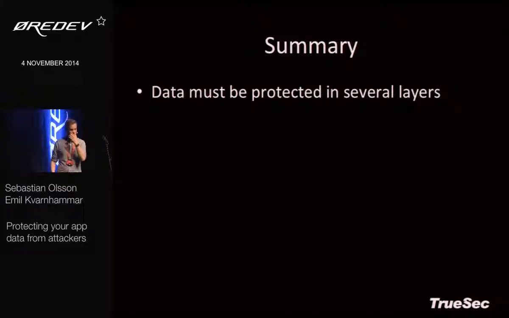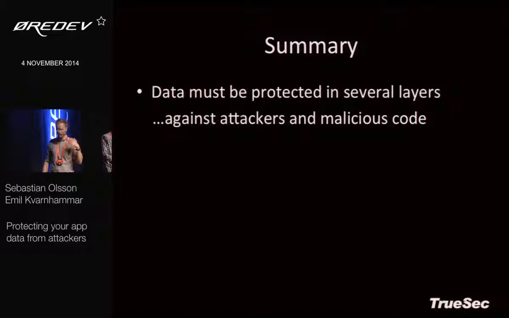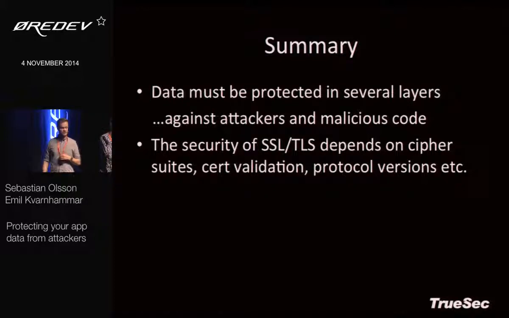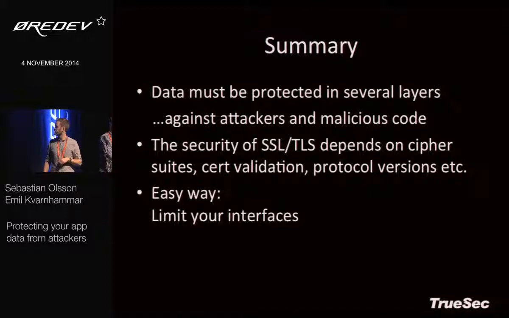So in summary, data must be protected in several layers, both against attackers and malicious code. We didn't talk too much about malicious code here, but we'll do later. And the security of TLS depends on which versions and cipher suites that you allow. And the easiest way in general to fix all these problems, or at least make the amount of vulnerabilities lower, is to limit your interfaces. Think about the degrees of freedom.